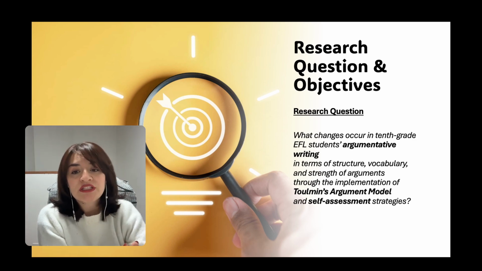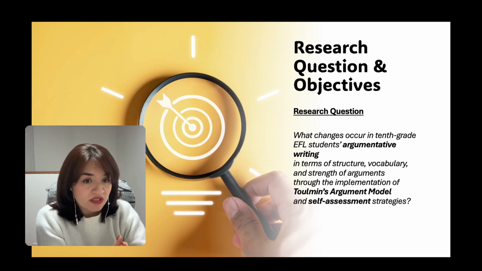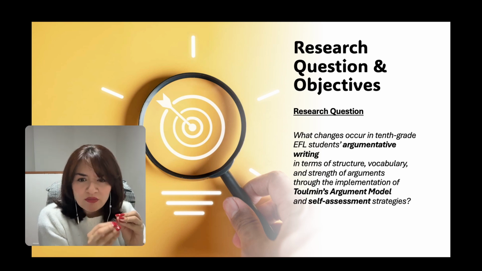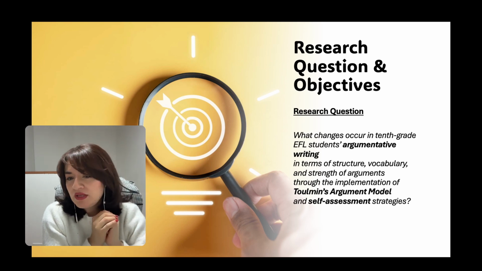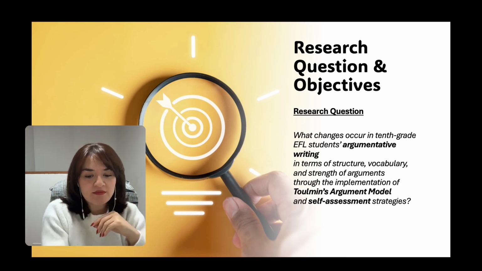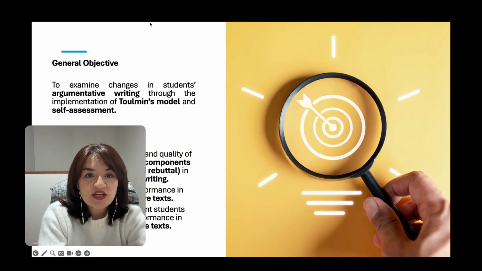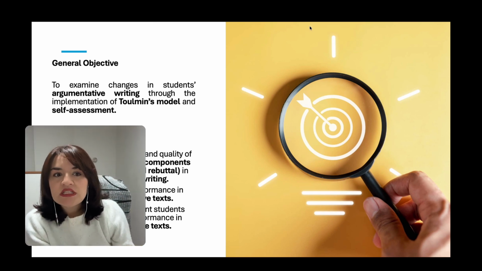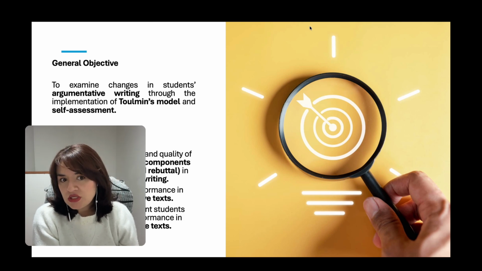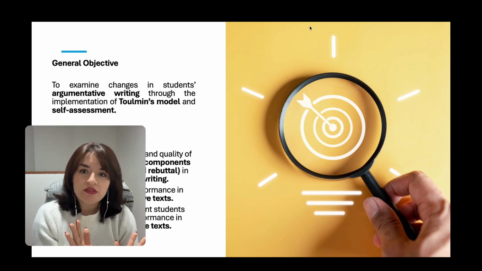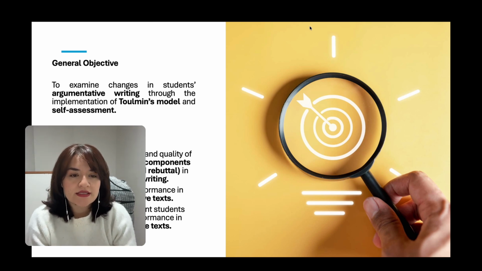The research question of my project is: what changes occur in 10th grade EFL students' argumentative writing in terms of structure, vocabulary, and strength of arguments through the implementation of Toulmin's argumentative model and self-assessment strategies together, okay, in the same task? That takes us to the general objective. My main goal here is to examine changes in students' argumentative writing through the implementation of Toulmin's model and self-assessment.